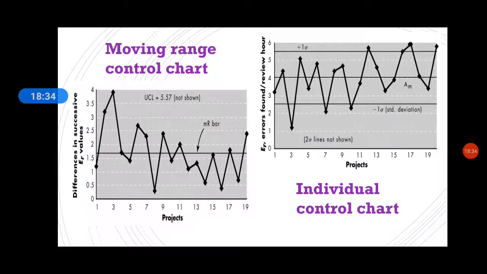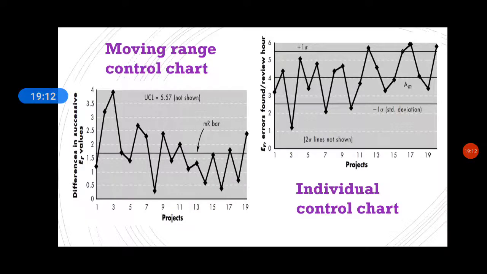I hope you identified both the diagrams, where the projects are represented on the x-axis and the error values are represented on the y-axis. If we consider the moving range control chart, the error values are differences in successive values of those errors. The UCL value is calculated to be 5.57 and the MR bar is represented with the horizontal line in the graph.